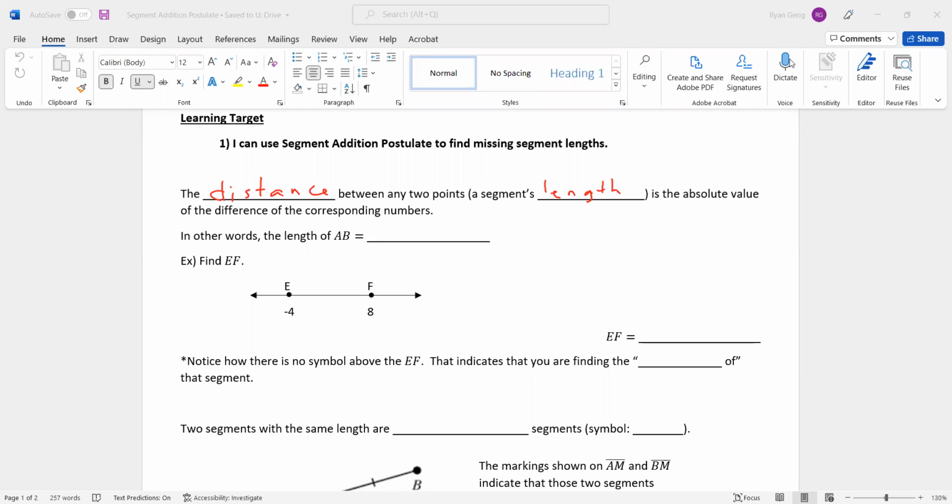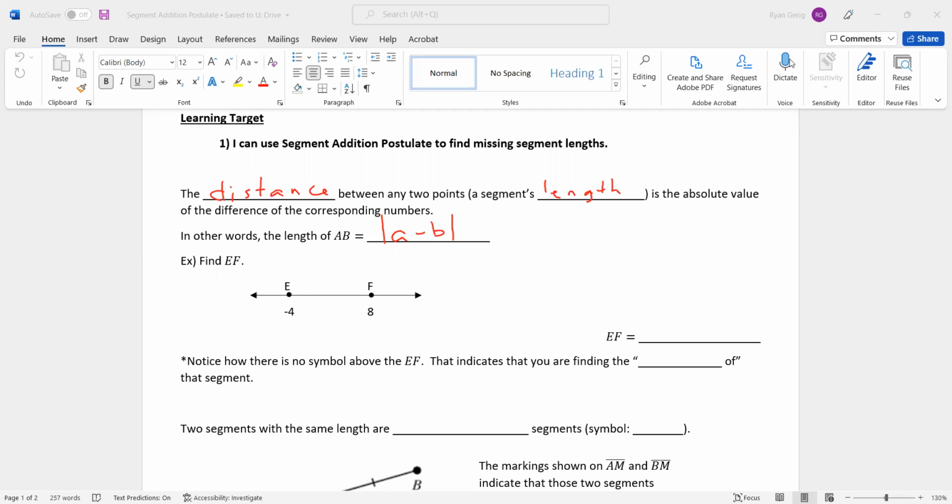So how do you find it? It's the absolute value of the difference of the corresponding numbers. Well, that sounds disgusting. I'm going to put it in other words for you. The length of AB, which is not in the picture, is the absolute value of A minus B. Again, that probably doesn't make it much better though. I'm going to use that formula to find the length of EF, which is the example there.